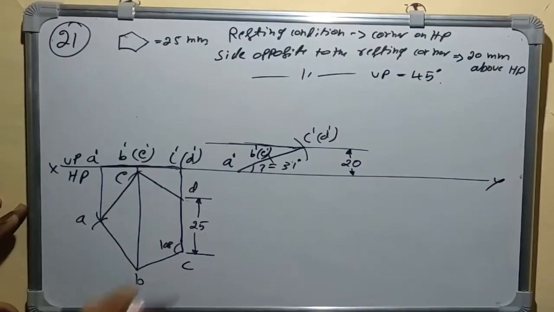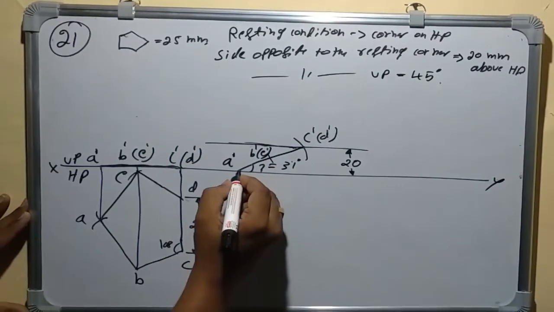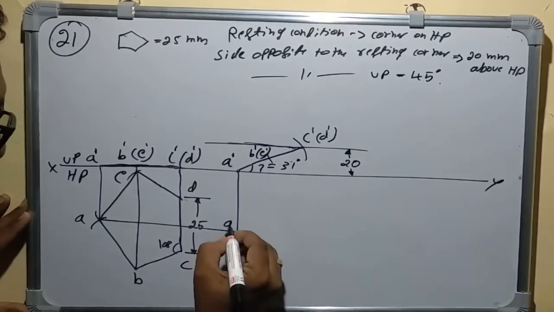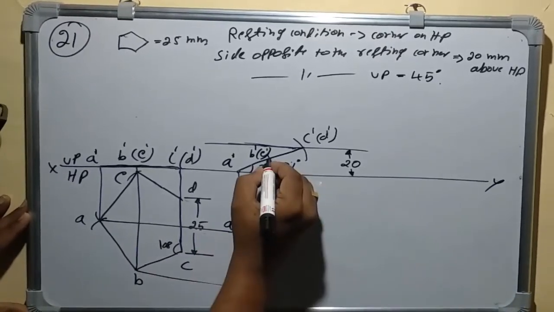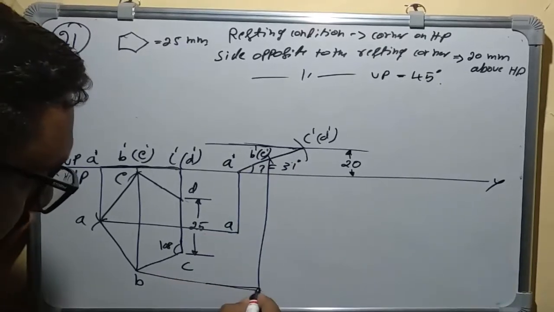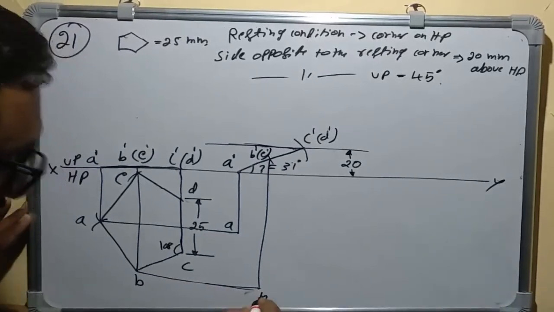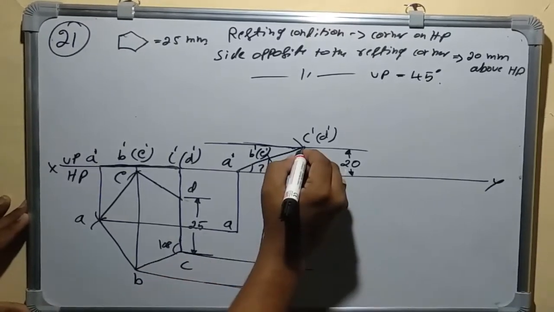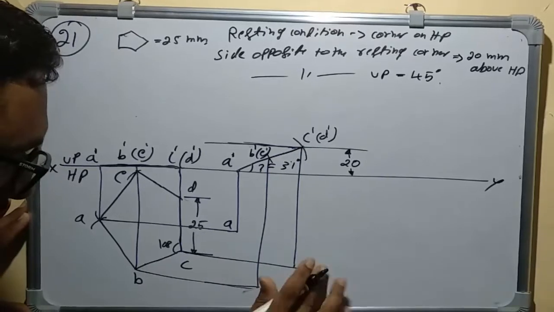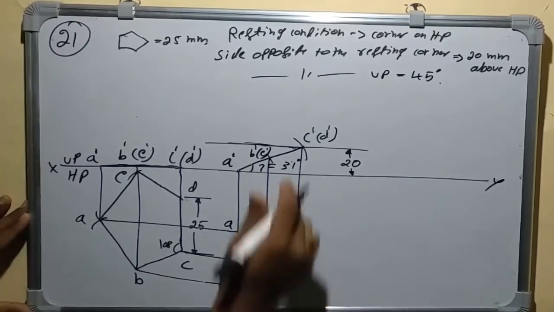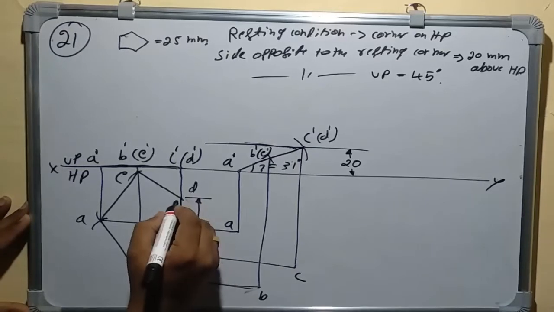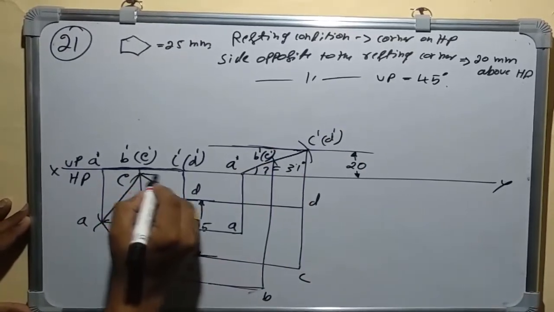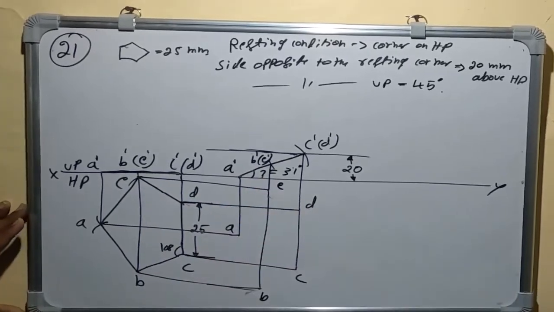And next, to get the top view, draw the projections from here, from A dash and A. We will get A here. Then B dash, we will get B. And then C dash, we will get C. Then again here D, and E dash here, E. Okay, now we have got all the points.